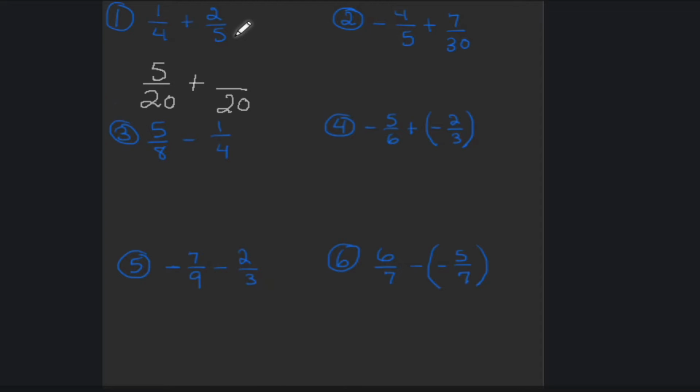Taking a look at the second fraction, we already have 20 here. We multiply this 5 by 4. Same thing in the numerator, 2 times 4 is 8. So our result here is 13/20.